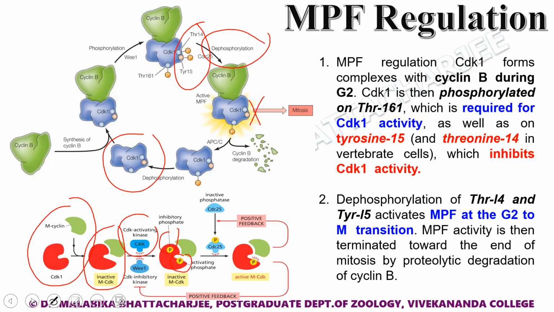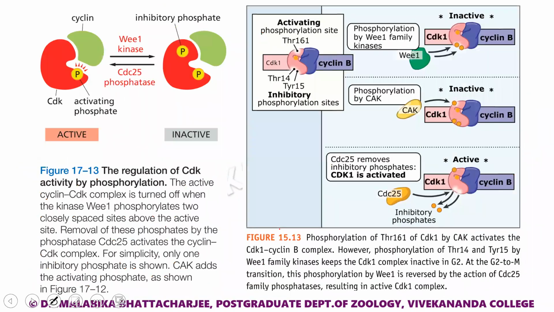cyclin partner. In the next step, what we are seeing is that the CDC25 removes the inhibitory phosphates, and the moment these inhibitory phosphates are removed, as you can see in the picture, we are getting the active mitotic cyclin CDK partner. So this is one important point. So we have an activating phosphorylation in case of CDK1, and we have an inhibitory phosphorylation in case of CDK1.